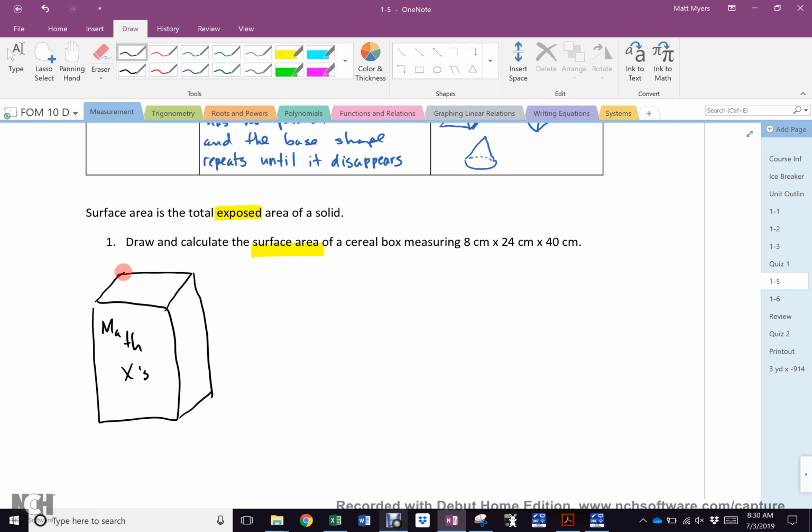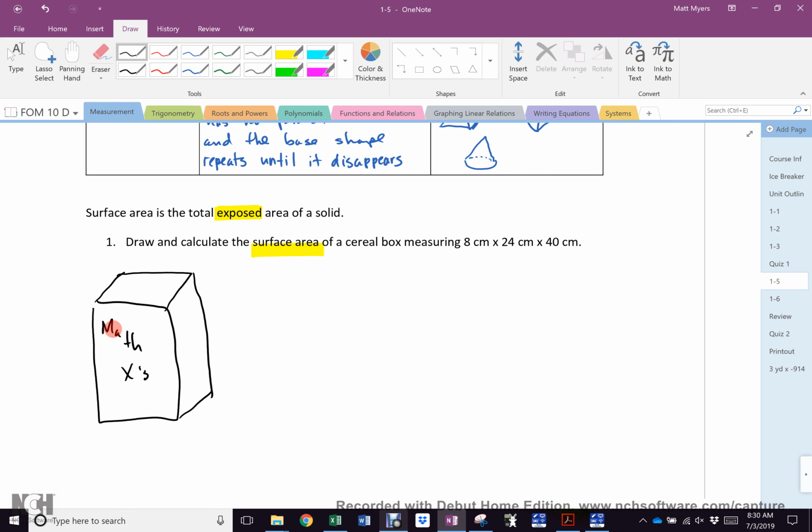What's it made of? Rectangles. How many rectangles? How many rectangles make this thing? 6. Are all 6 different rectangles? Two of them are the same, the front and the back. Well, what about this? Is the top and the bottom the same? Is the right side and the left side the same? So really, I need three rectangles, don't I?